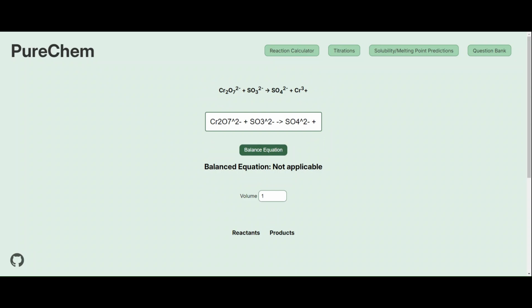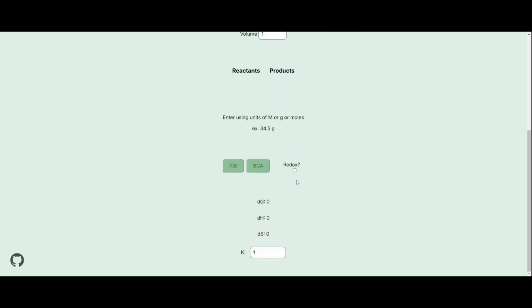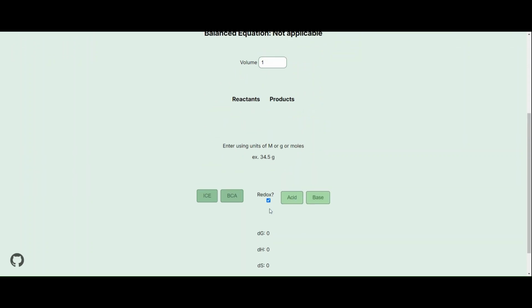Note that when you press balance equation, it shows that balance equation is not applicable. What you have to do is scroll down to the redox reaction checkbox and click on it. Then you can balance this reaction in either an acidic environment or a basic environment. Let's try acidic first.